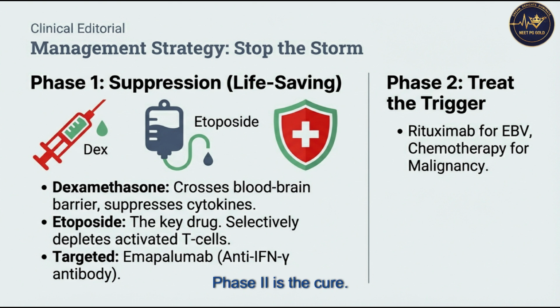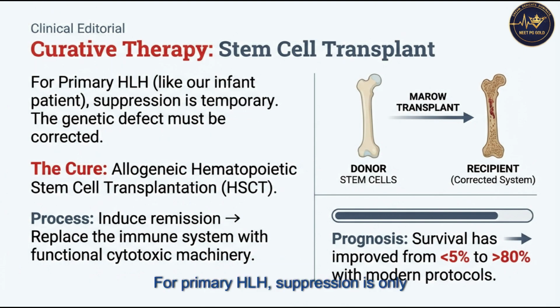Phase 2 is the cure. For primary HLH, suppression is only temporary. The genetic defect must be fixed. The only curative therapy is allogeneic hematopoietic stem cell transplantation, or HSCT. This replaces the defective immune system with functional cytotoxic machinery.